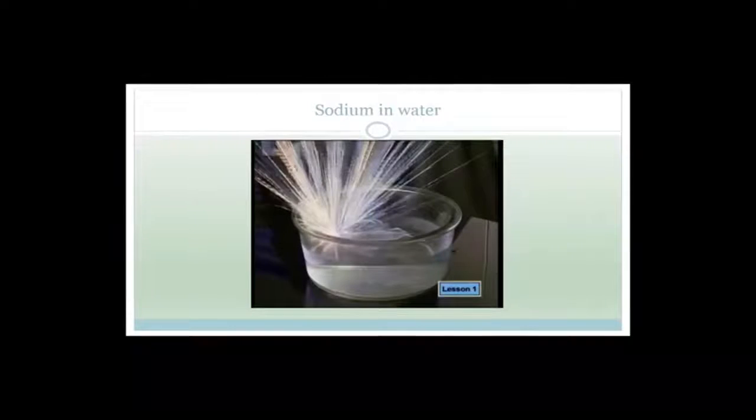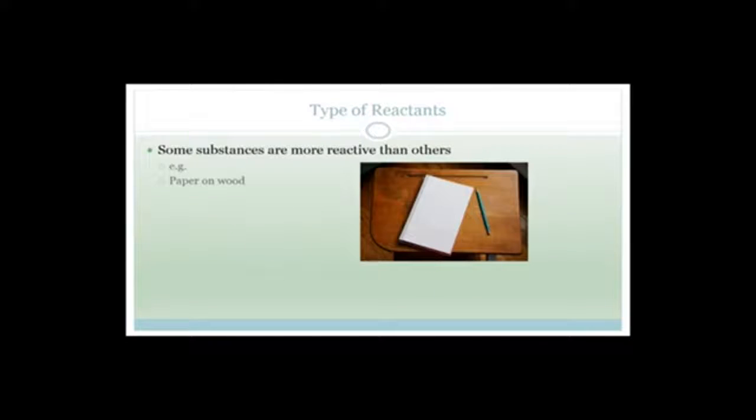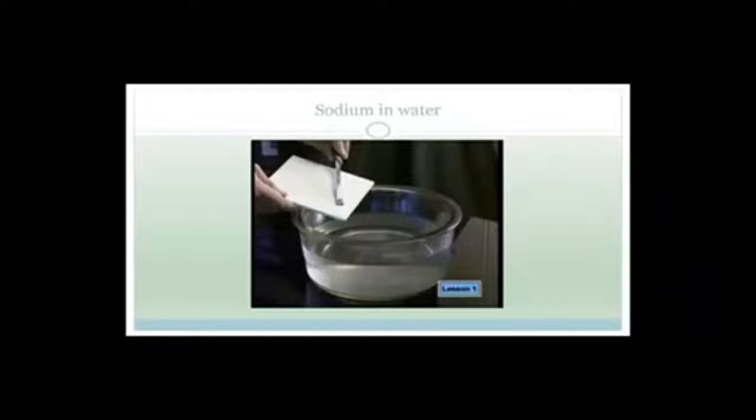But the point is that some things don't react. And you guys know this. You're sitting on a chair and the chair hasn't randomly exploded because you're sitting on it. Well, at least hope not. Okay, it hasn't burst into flames. Some substances do not react with others. However, there are some substances like this one where you've got sodium that when you place it in water explodes. Okay, so let's go back to that.